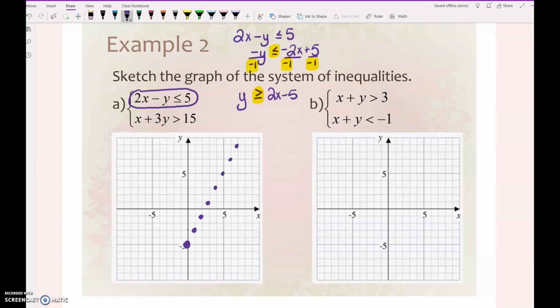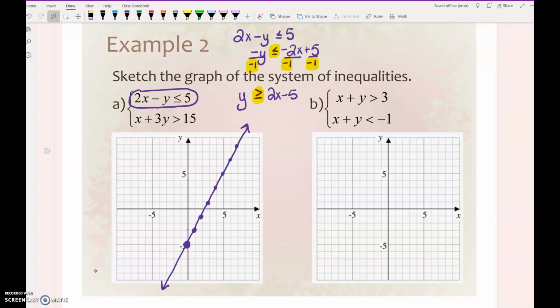Okay, once we get the line dotted, do we need to fill this in with a solid line or a dashed line? Solid. Just solid? Solid line.